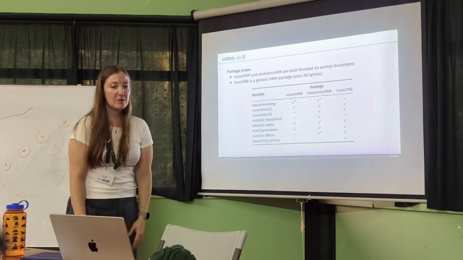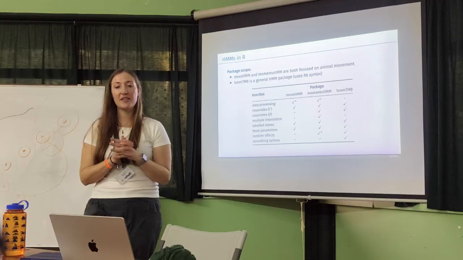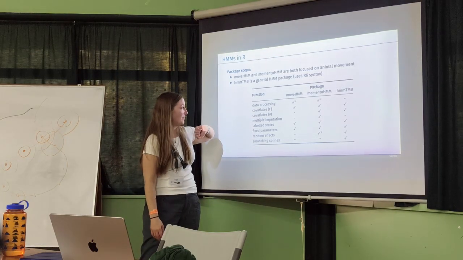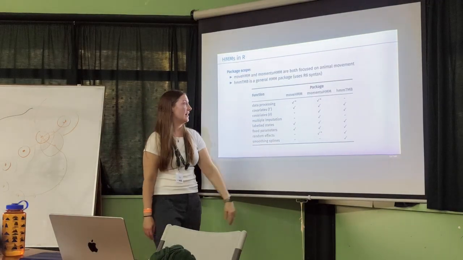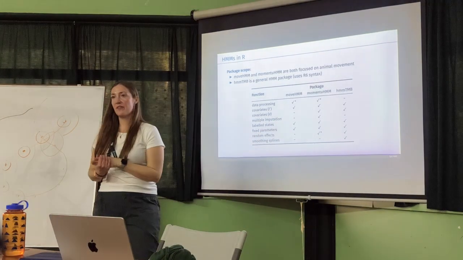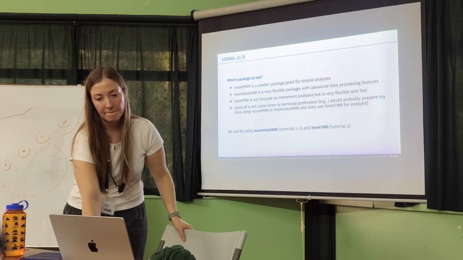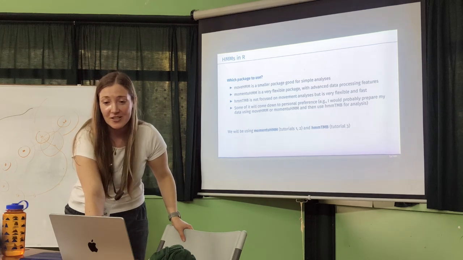Okay, so I kind of already talked about this. They just mainly vary in the different types of things that we can do. And later we'll talk about covariates. Multiple imputation you can only do in Momentum. And then HMM TMB can do stuff like random effects and splines. So many slides on which package to use.